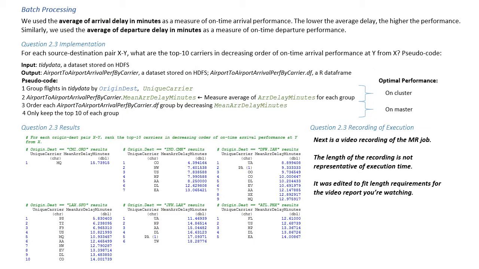To find for each pair of airports X, Y what were the top 10 carriers in decreasing order of on-time arrival performance at Y from X, we grouped the data by composite key origin-destination, then by carrier. Within each group, we measured the average of arrival delay in minutes, ordered the results, and kept the top 10.